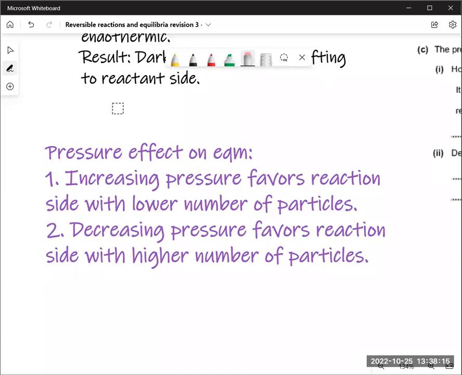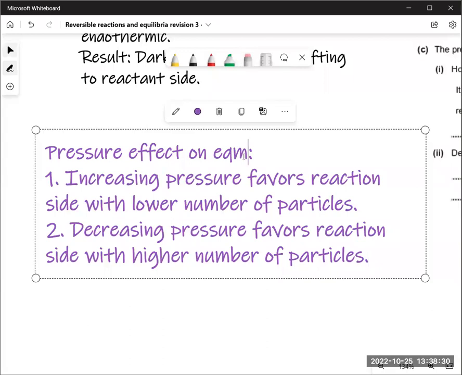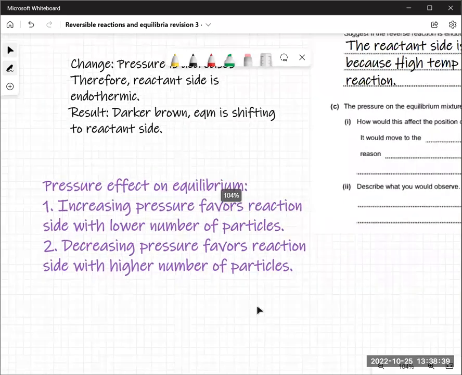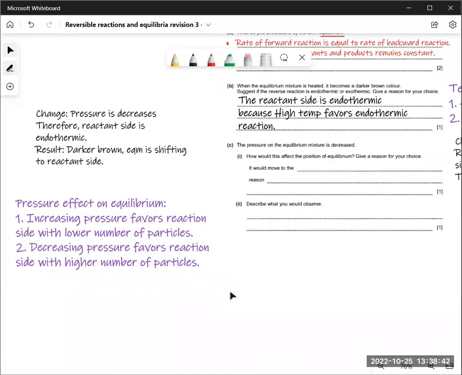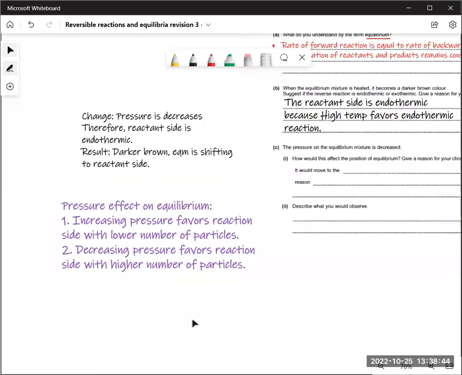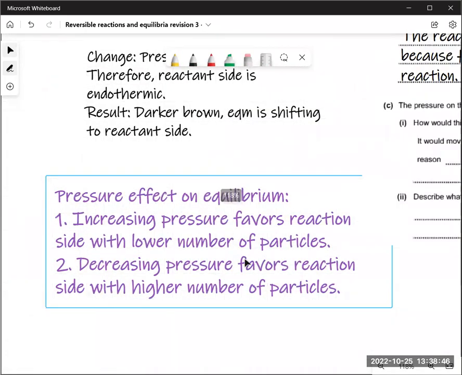Now, read it out loud on the screen. Pressure effect on EQM. Increasing pressure favors reaction side with lower number of particles. Decreasing pressure favors reaction side with higher number of particles. What is EQM? It is equilibrium. We don't write that in the exam, but you need to know equilibrium means EQM. So, write increasing pressure favors reaction side with lower number of particles.